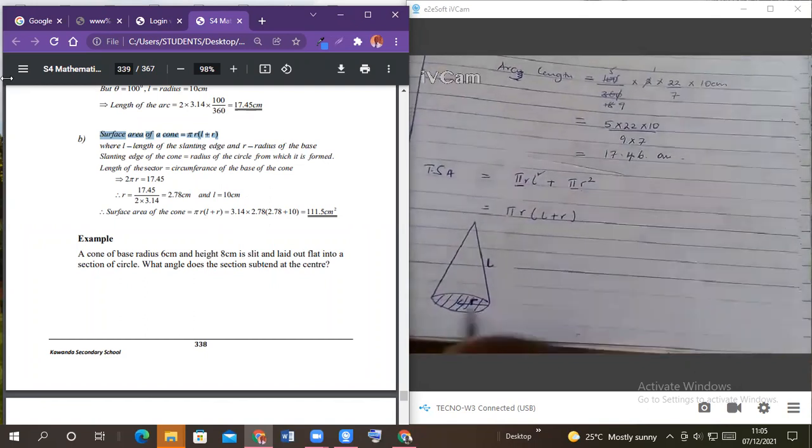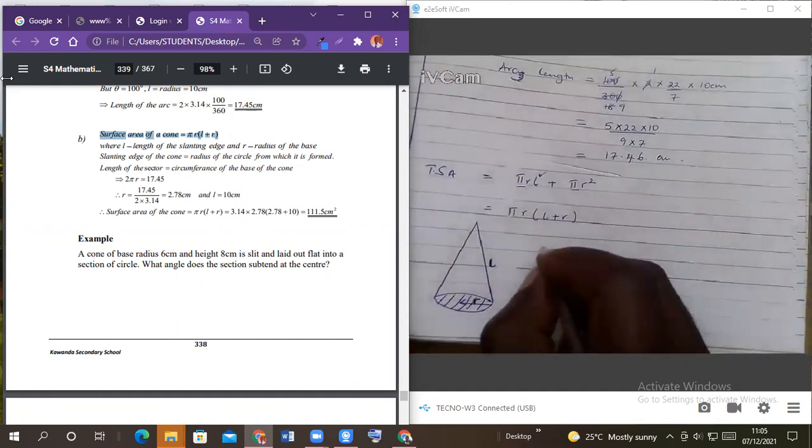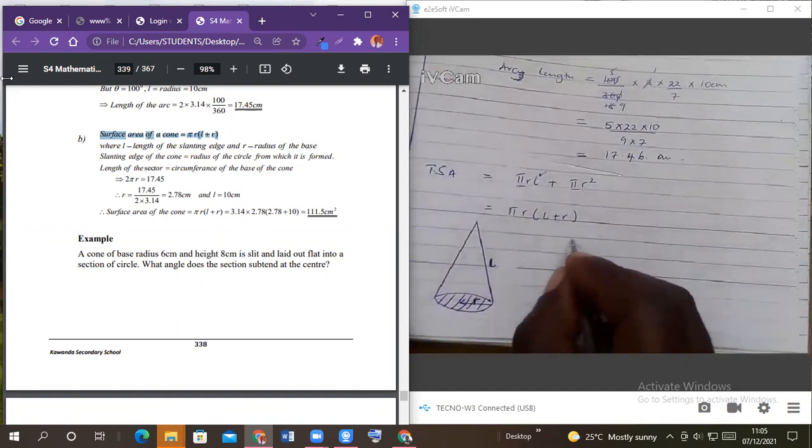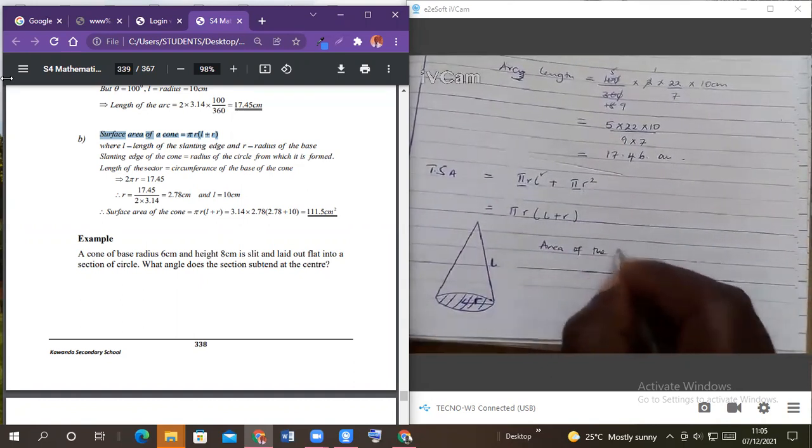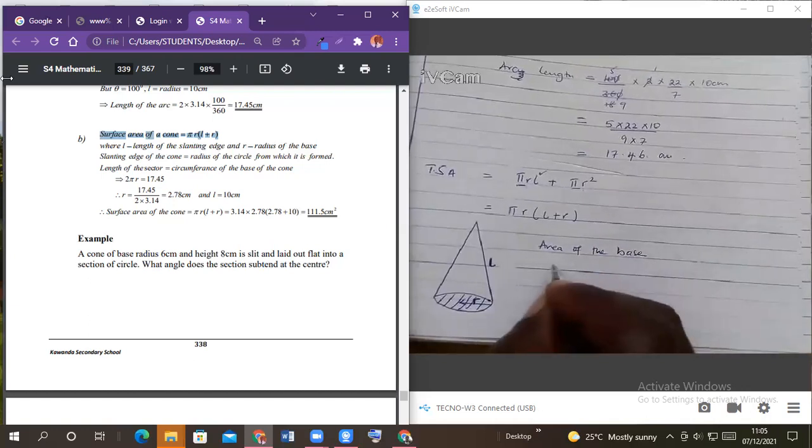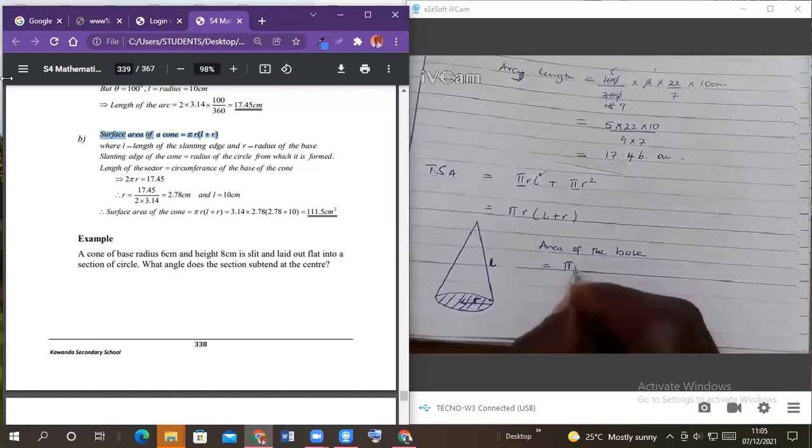So let us first find the area of the circle here, the area of the base. The area of the base is given by pi r squared.